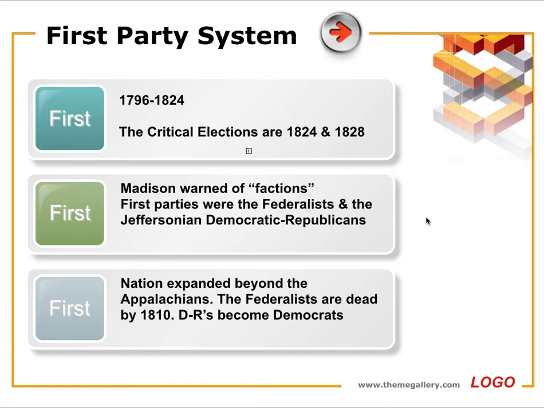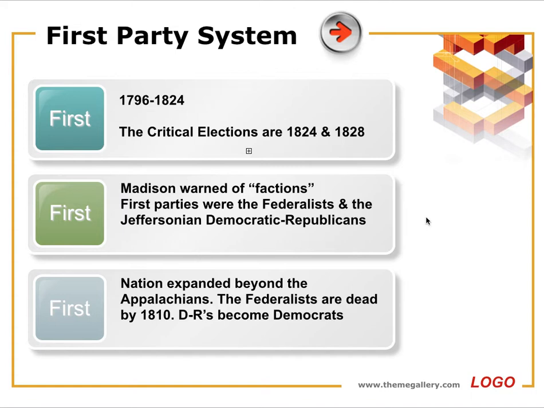In this time frame, the nation expanded beyond the original 13 colonies across the Appalachians, so Kentucky, Tennessee, Alabama, all those states became states. What is interesting is the Federalist Party is dead by 1810, with the exception of the federal judiciary, in which it is alive until the 1830s. In fact, the greatest Federalist is John Marshall, the second Chief Justice of the courts. The Democratic Republicans morph into the Democrats during this stage.